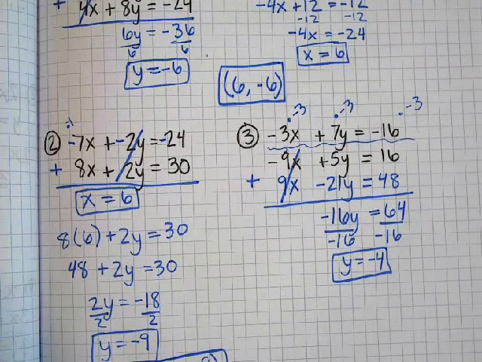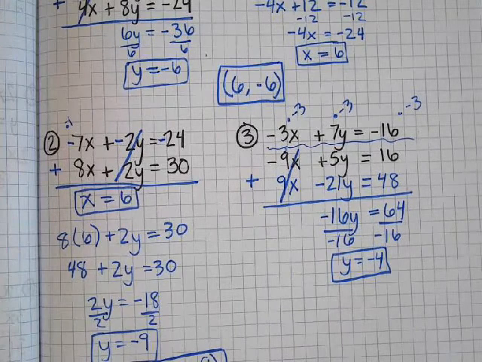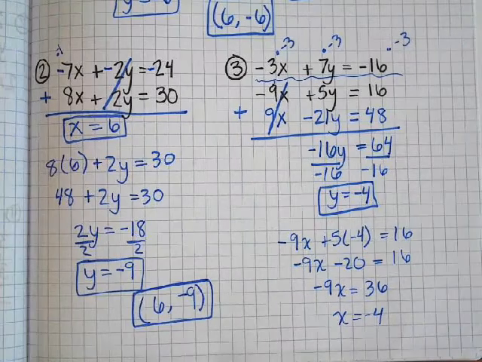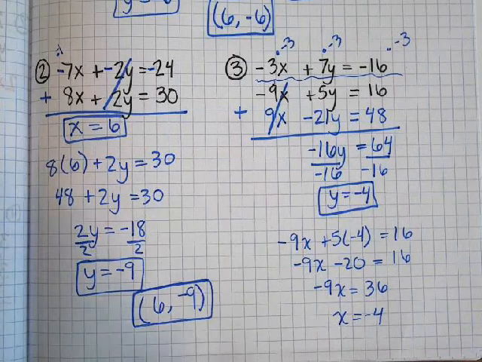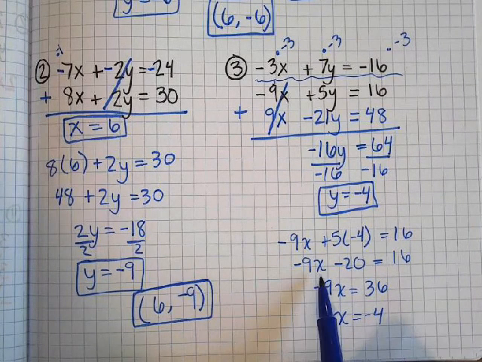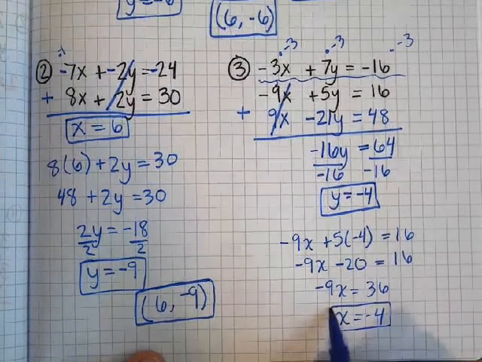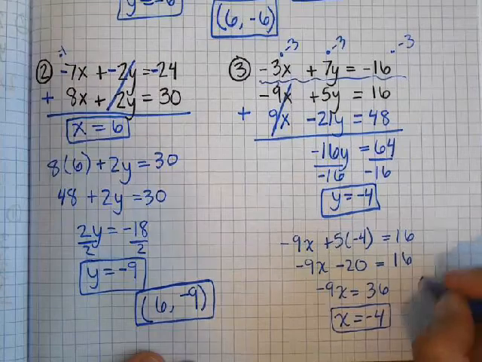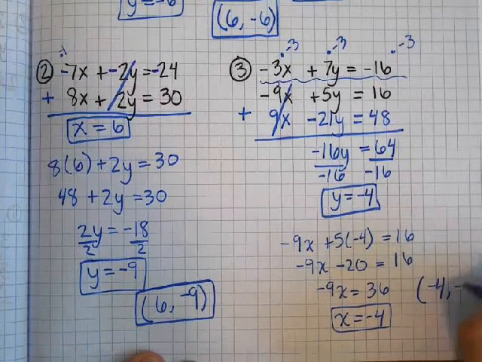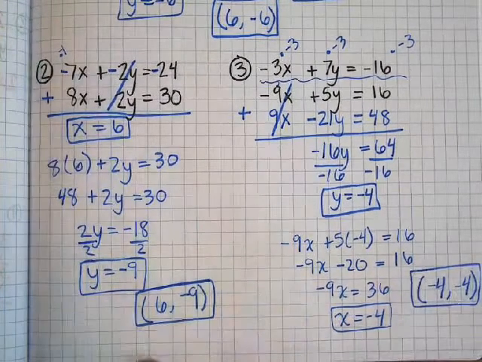Okay, now let's go ahead and plug back in our -4. Let's just do the second equation. All right, so we've plugged it into our second equation. Plug that in for our y. We're still trying to find our x. And we get x equals -4. Okay, and we can write our answer as an ordered pair, -4, -4.